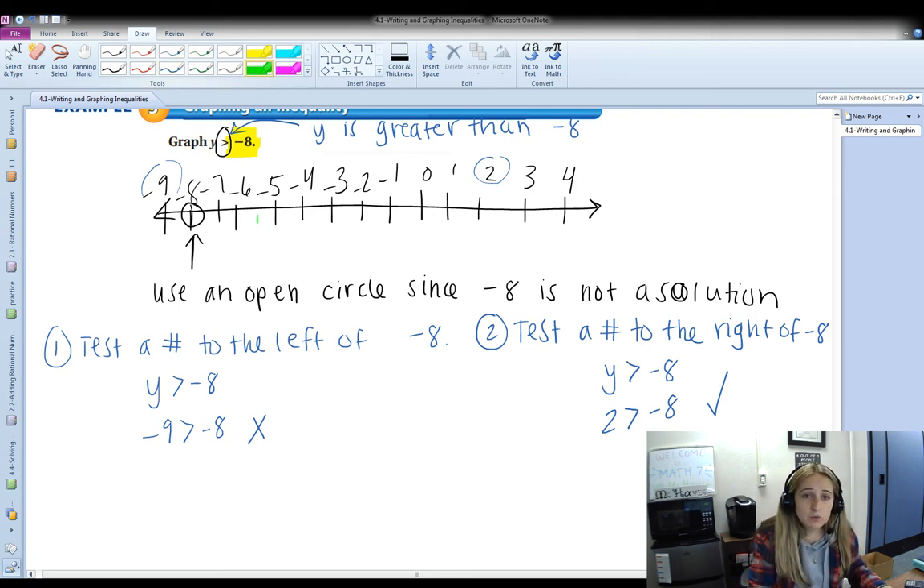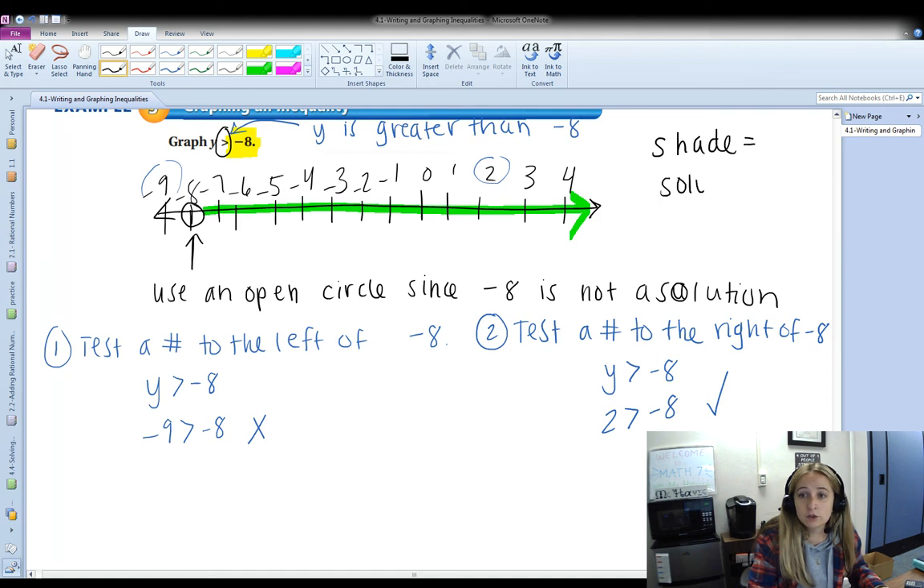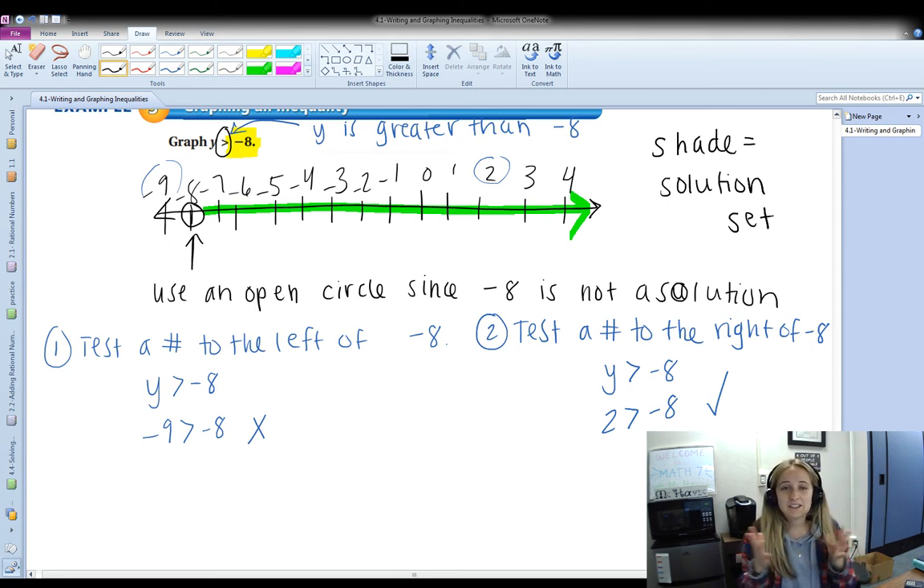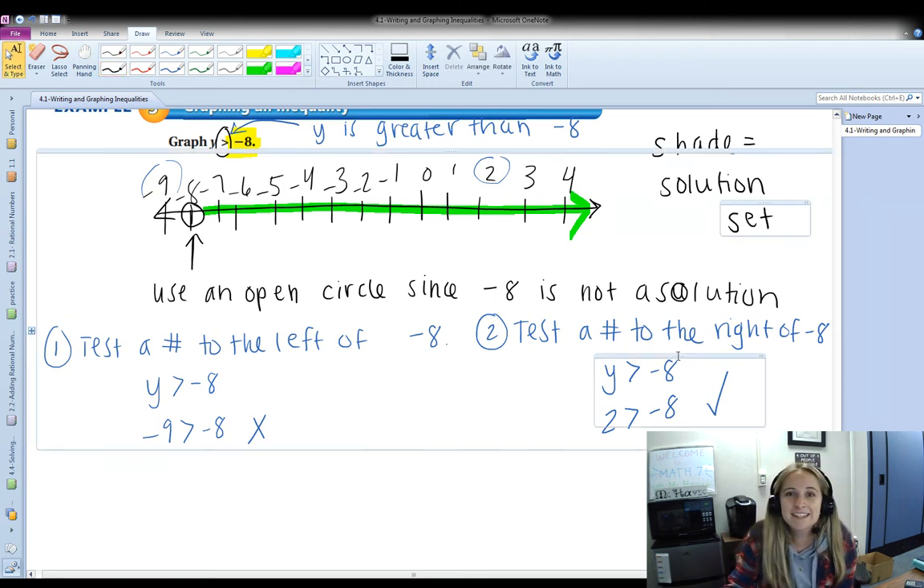So what that means now is we are going to shade to the right of that point, okay? And the shade is going to equal your solution set, which means those are all the solutions to that inequality, okay? So you shade it, and then that is your graph. The things with your graph that you want to make sure of: you have the open or closed circle correct. Make sure you test the 2 points on the left and the right, and then make sure you shade the correct side. All right. We will practice this more through our assignment, but make sure you have these down in your notes, and thank you for watching.